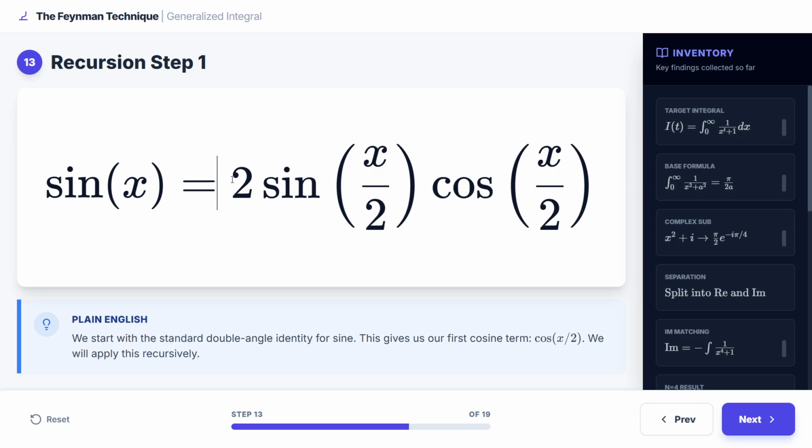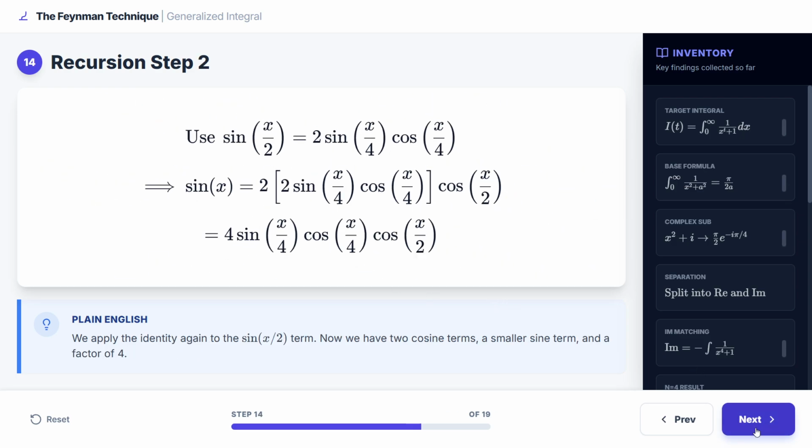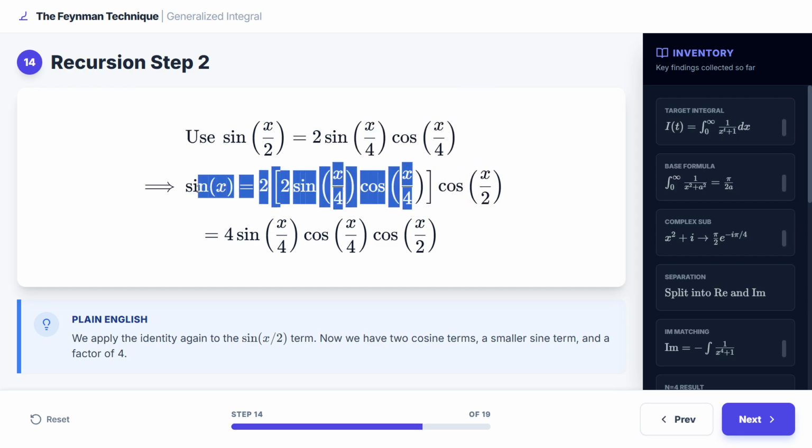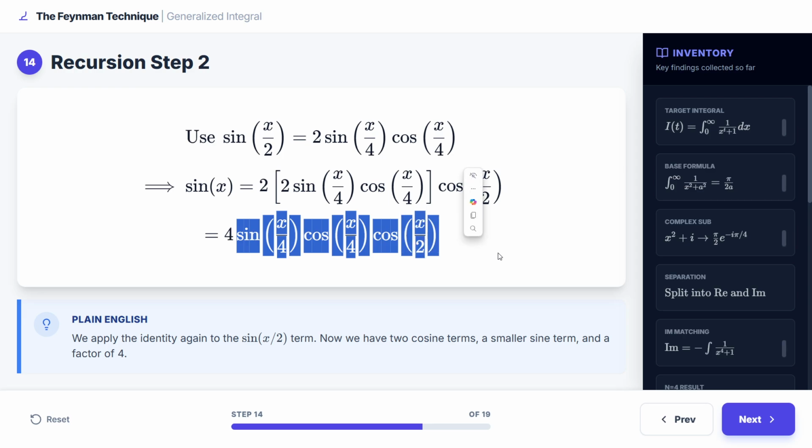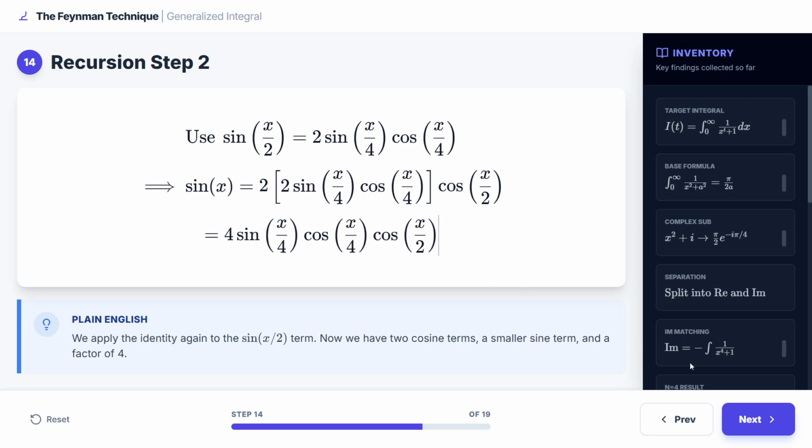So sine x is equal to, well, the double angle identity applied to x over 2. So it's 2 sine x over 2 cosine x over 2. Well, if we use sine x over 2 is equal to that, and then we use the identity for sine x, which is 2 sine x over 2 cosine x over 2, but replace our sine x over 2 with what it is, which is this, then we end up with this, which is just 4 times sine x over 4 cosine x over 4 and then cosine x over 2.